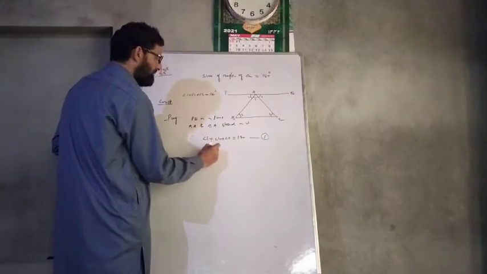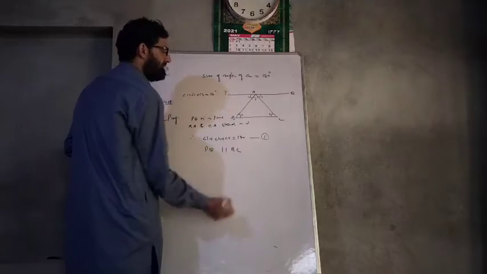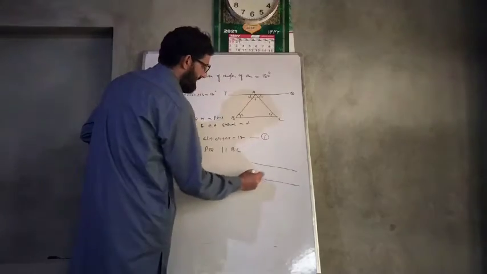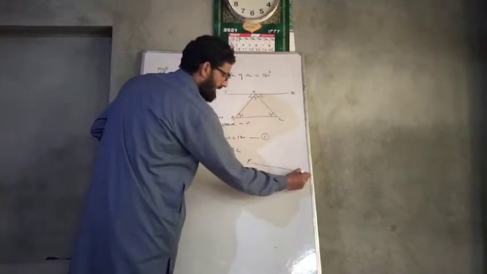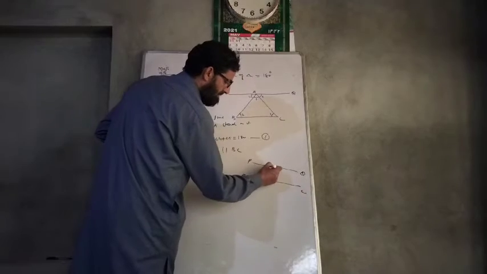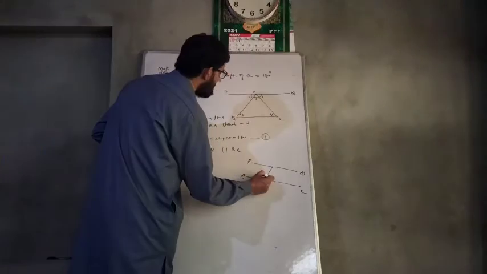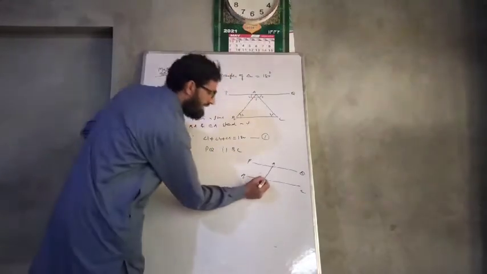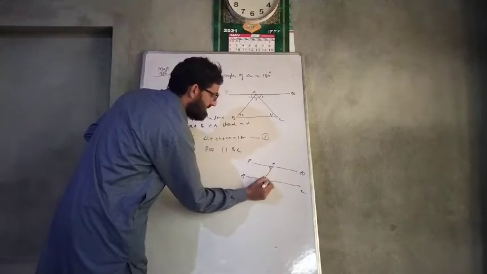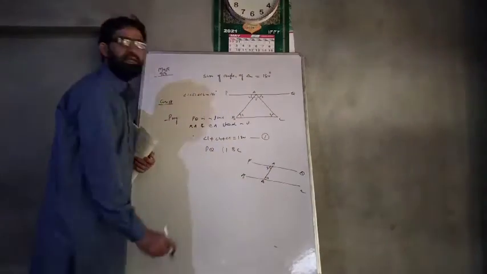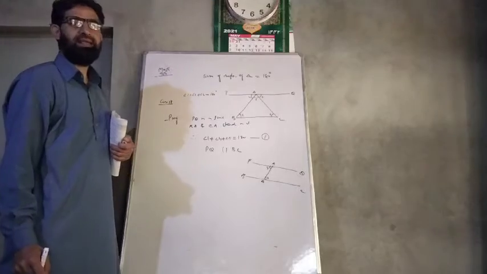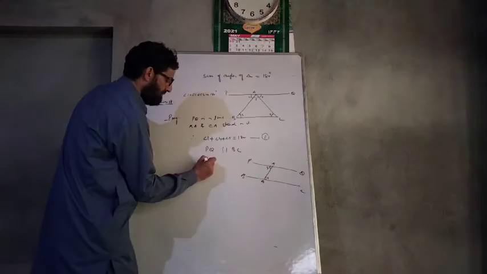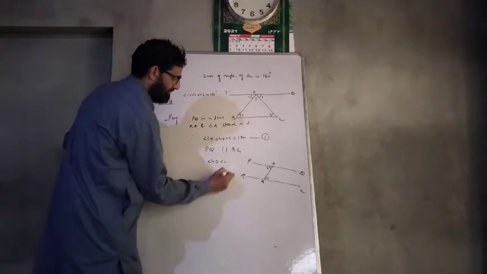Now, since PQ is parallel to BC, these two lines are parallel, and this is PQ and this is BC. AB acts as a transversal. Therefore, this angle is 2 and this is 4. And you know, when two parallel lines are intersected by a transversal, then alternate interior angles are equal. Therefore, angle 4 is equivalent to angle 2.